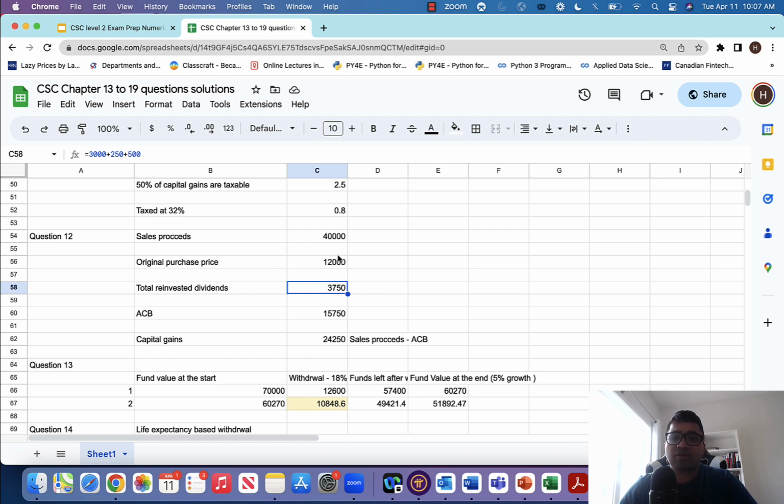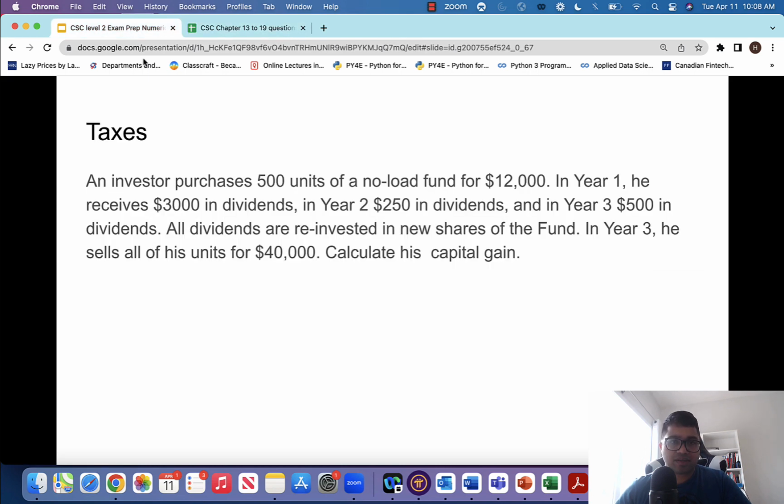So instead of $12,000 original cost, you can now show in your tax reports 15,750 as the cost of acquisition. How do you do that? So it is $12,000 plus 3,750, that is 15,750. So this is the cost of acquisition. So capital gain is always sales proceeds minus adjusted cost basis. So it is $40,000 minus 15,750. So that comes to 24,250. So the capital gains in this case is 24,250. That is question number 12.